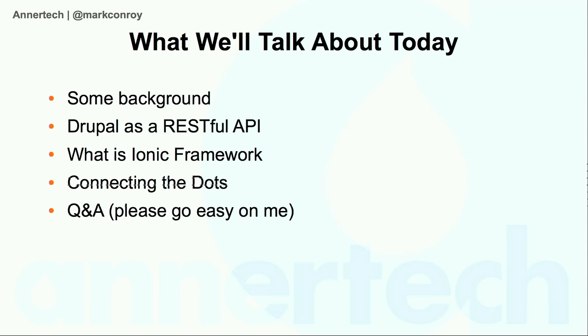We're going to talk today about some background about myself, and the reason I decided I needed an app, what makes me a megalomaniac. If you don't speak English as a first language, that's Donald Trump, basically. We're going to look at Drupal as a RESTful API service and what you might do with that. We'll have a brief look at what is Ionic Framework. My wife corrected me for not having a question mark at the end of that, and I've got to stop bike shedding, and we'll just get on with the information. So I didn't put in a question mark.